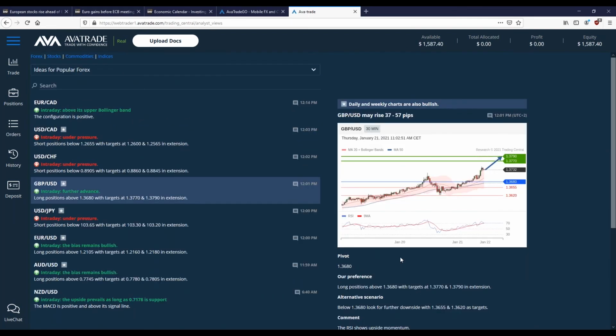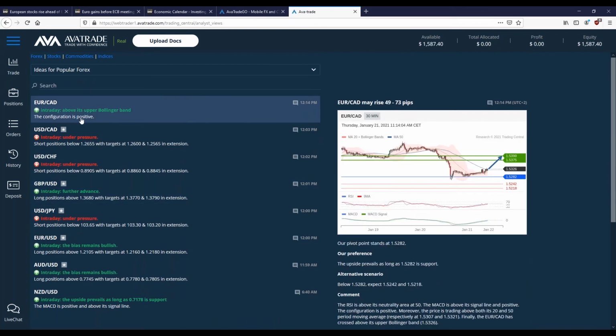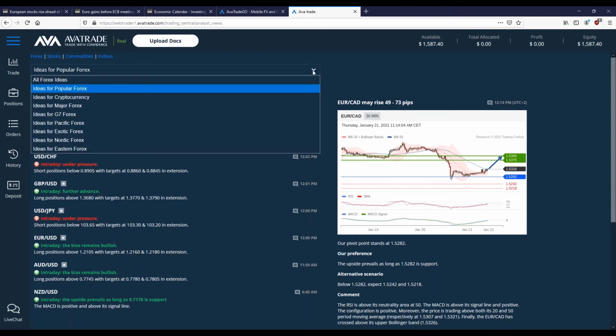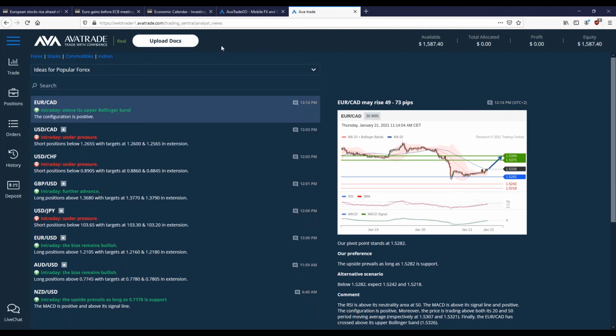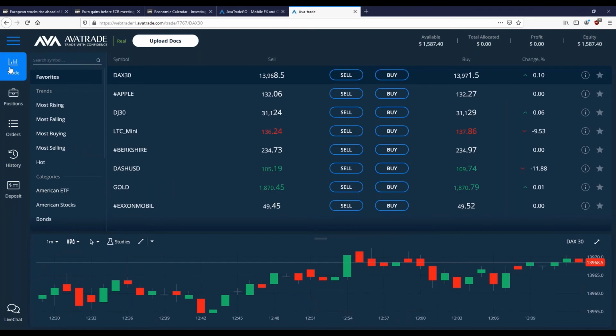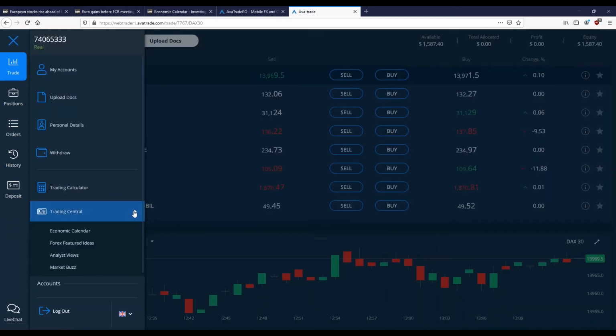It's all there. So these signals come in through the day, time-stamped, so you know how long it's been since they've come in, and you can switch categories, cryptocurrency, etc. That's a nice tool that doesn't cost you anything. AvaTrade covers the cost of that as a premium service for all live accounts. And then you'll also see other things in Trading Central that you can check out. Market Buzz gives you all kinds of articles for fundamental news, and there's an economic calendar, etc.